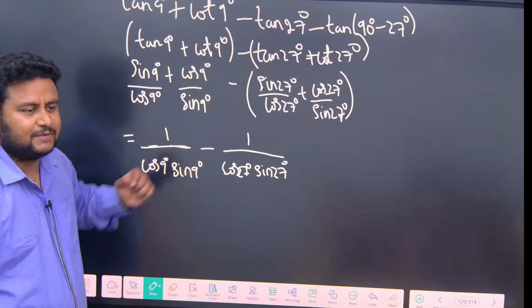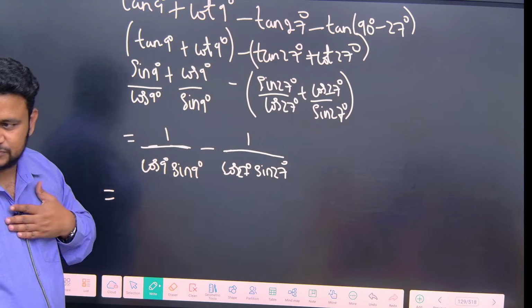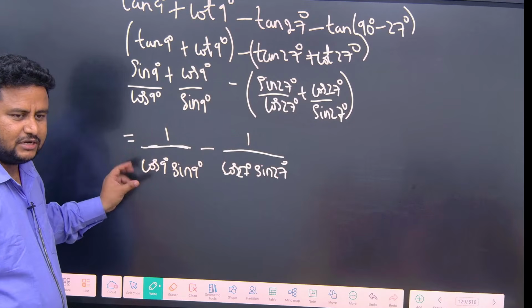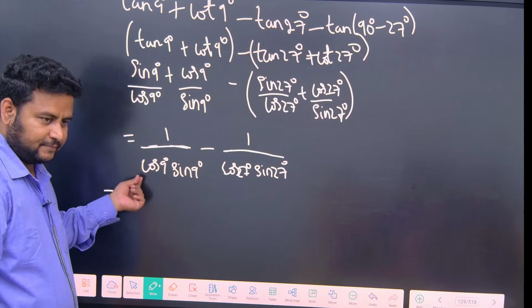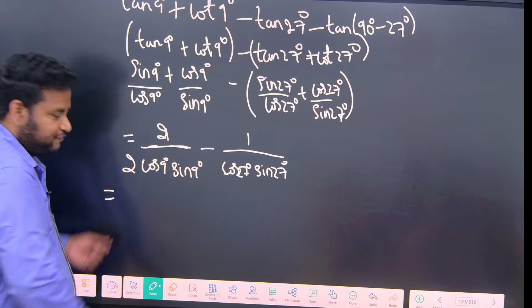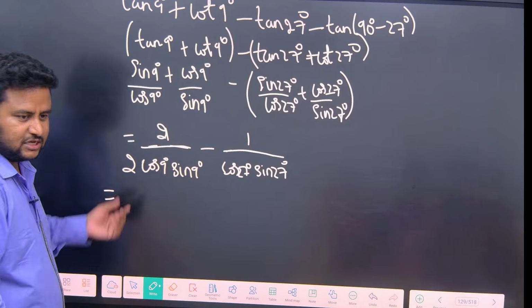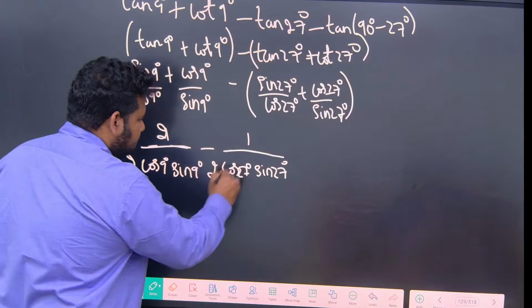I want to make this double. To make this double, what formula should I use? The double angle formula. But this is not in that form. This has only sin A cos A, but the formula is 2 sin A cos A. So I want 2 here. Directly I cannot write 2, I should divide and multiply by 2. If I take something from here, I should give something to you. Same way, 2 I am writing here, 2 I am writing here also.